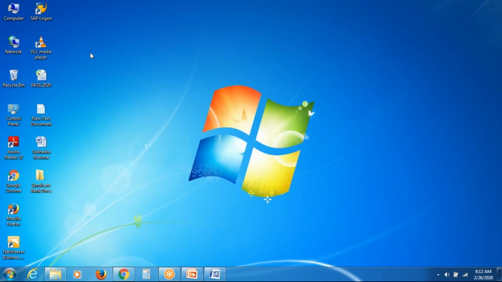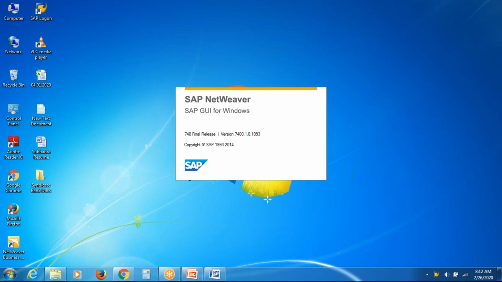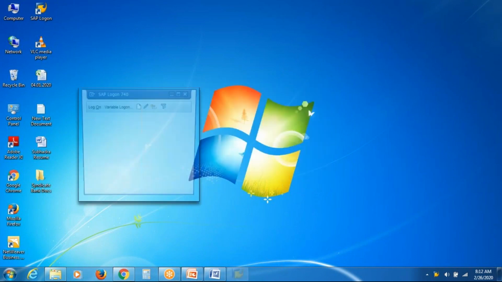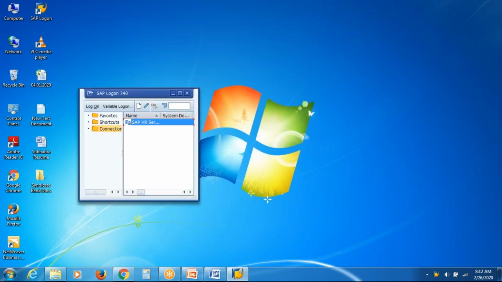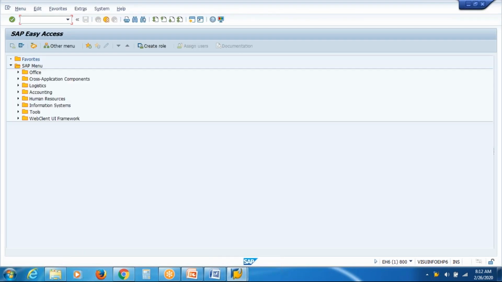Now, if you want to look at the SAP screens, let me just log in and quickly run through how the screens look. So this is how we log into SAP.